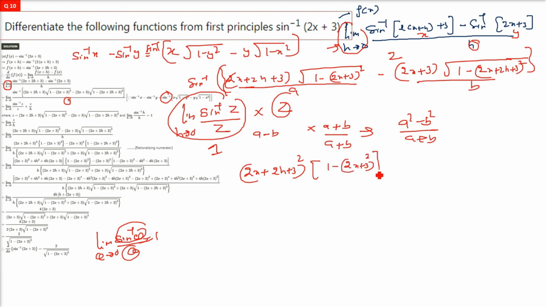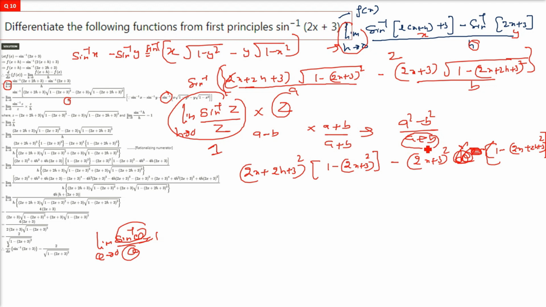And then you have a subtraction and b square. So 2x plus 3 whole square, and then under root will vanish. So this is going to be only 1 minus, let me write it again, 1 minus 2x plus 2h plus 3 whole square. Now you will be tempted to put h as 0 here and try to solve it so that you get something out of it.